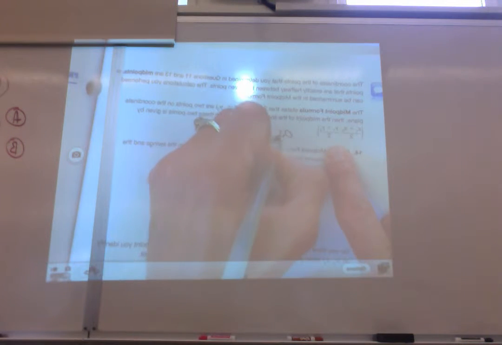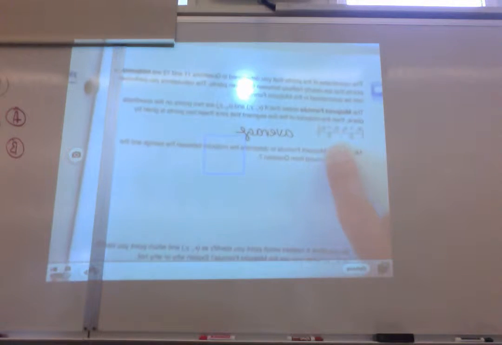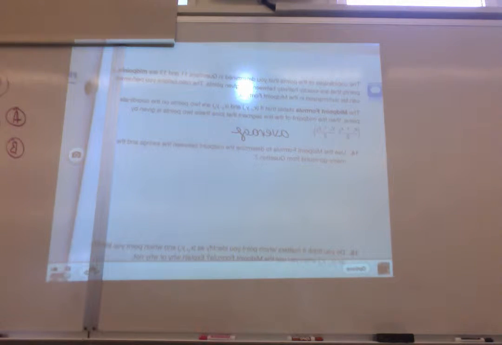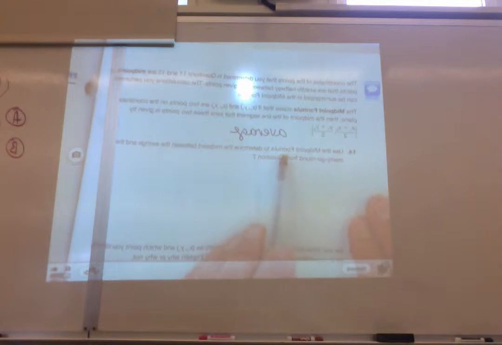Notice this is an average. What's the average between the two y's? What's the average between the two x's? That'll get you halfway between, because the average means half of them are bigger and half of them are smaller. So that's the halfway. Use the midpoint formula to determine the midpoint between the swing and the merry-go-round. I think we've already done that.